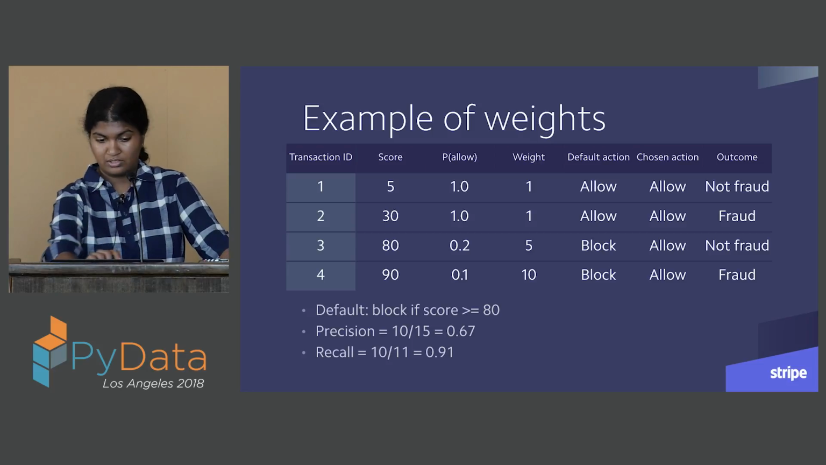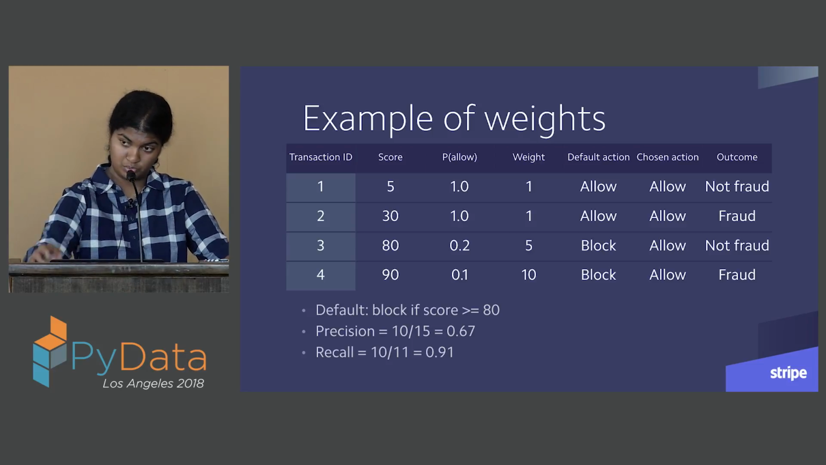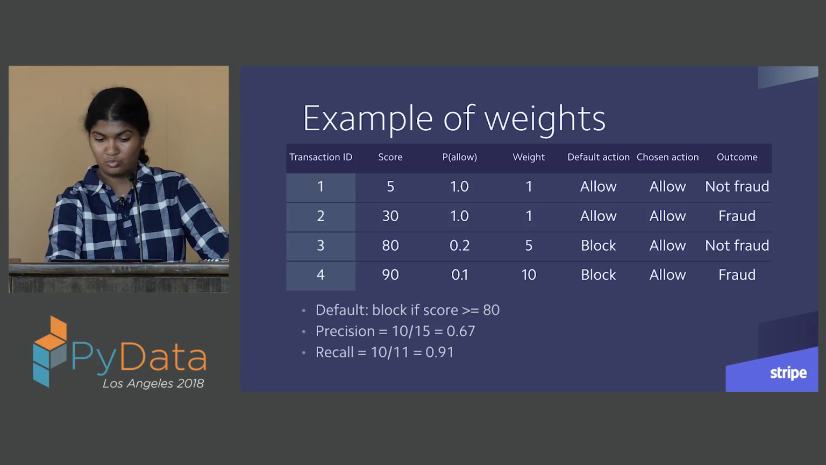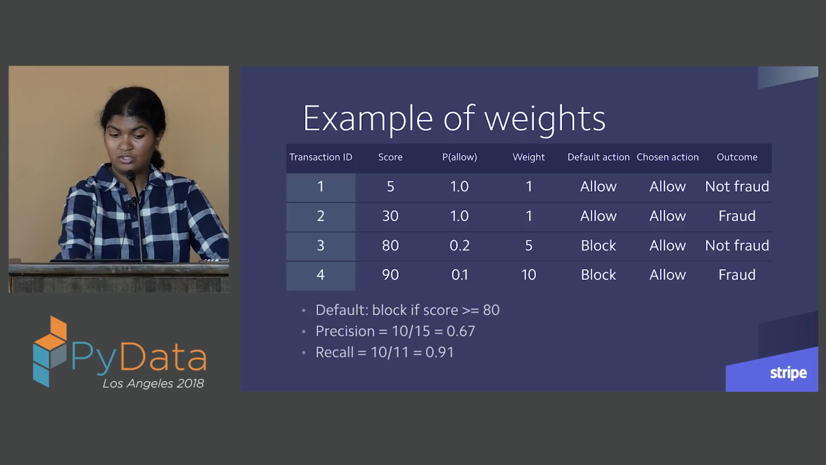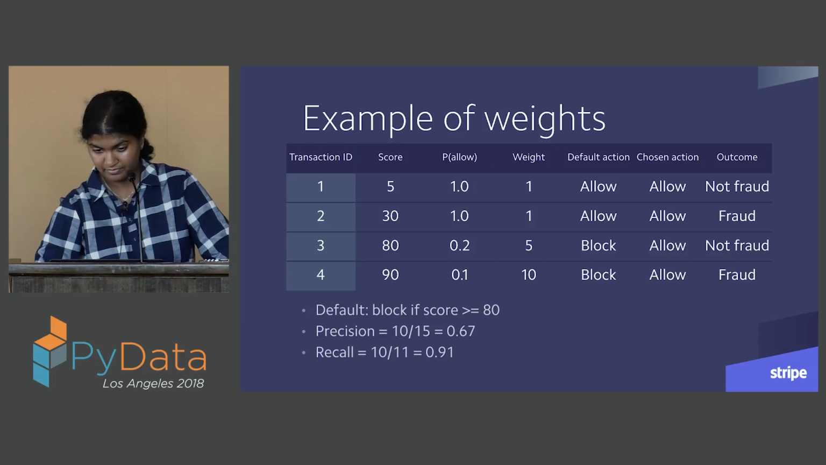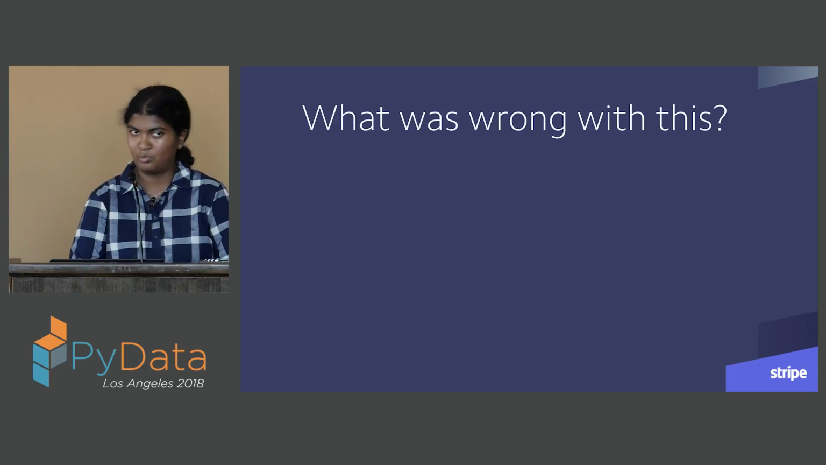For recall, transactions 2 and 4 are truly fraud when we obtain their outcomes. Out of those, we would have only blocked transaction 4. Transaction 2 was allowed. So the recall is 10 over 10 plus 1, which is 10 over 11, or about 0.91. So this all sounds great, but we found some issues here.